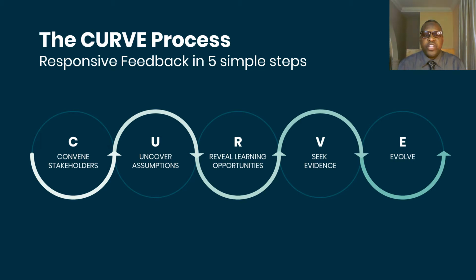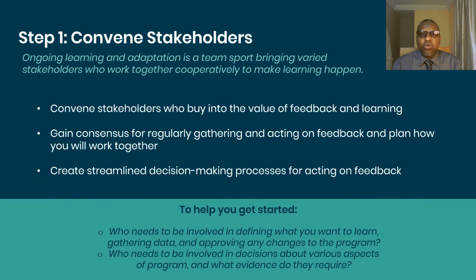C stands for convince stakeholders, U, uncover assumptions, R, reveal learning opportunities, V, seek evidence, and E, evolve. Now we will go through each step of the CUF process, and the first step is convince stakeholders. Ongoing learning and adaptation is a team sport, bringing varied stakeholders who work together cooperatively to make learning happen. You will therefore need to convince stakeholders who buy into the value of feedback and learning and are ready to work together to gather, analyze, and act on feedback.